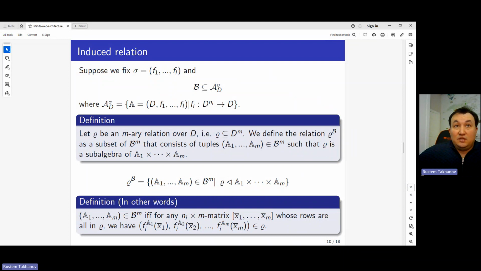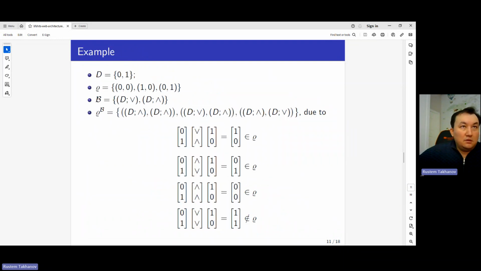Why is this construction interesting? Okay, let's first give an example of this construction. For example, let D be the Boolean domain {0, 1}, and let rho be all pairs of 0s and 1s except for (1, 1). And we can fix a certain collection of algebras. For example, in this simple case, let's consider only two fixed algebras.